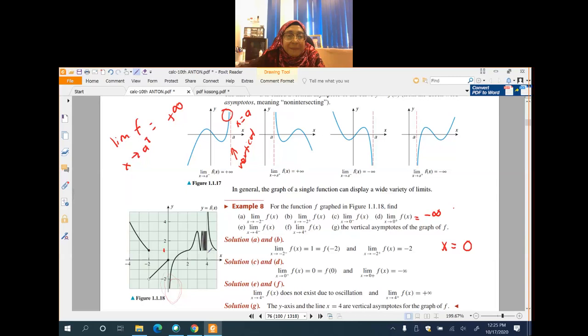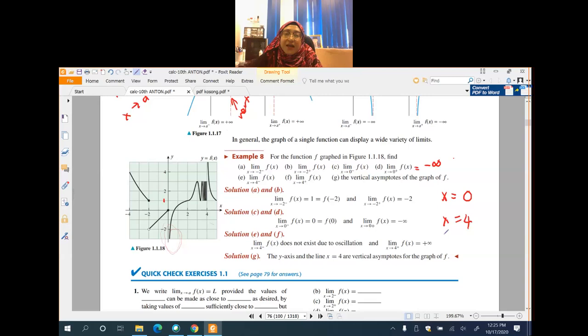X equal to 4, right? Another one is when x equal to 4. So there are 2 vertical asymptotes for this graph of f. One is x equal to 4. Another one is x equal to 0. The y axis here is actually x equal to 0. In other words, this y axis here is actually x equal to 0. Okay? That's it.